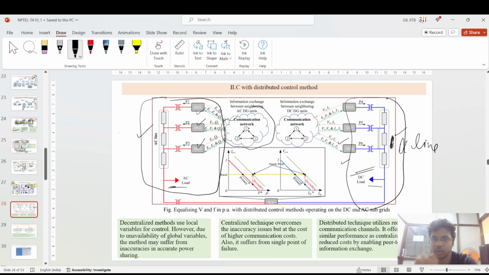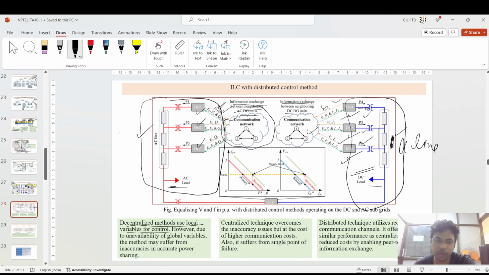Suppose on the left side you see DG1, DG2, DG3, in communication with communication network 1, 2, 3, and giving the power variables such as P, energy, and Q, reactive power. Based upon that, this information exchange happens between the AC and DGs, and then it is transferred to the DCs through the communications. Based upon that, voltage and current are controlled at DG4, DG5, and DG6. Then the power, P4, P5, and P6, is distributed.